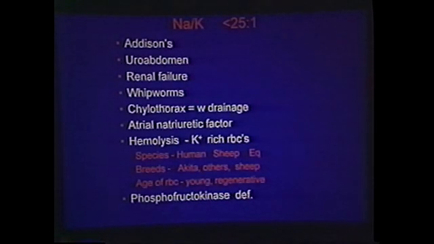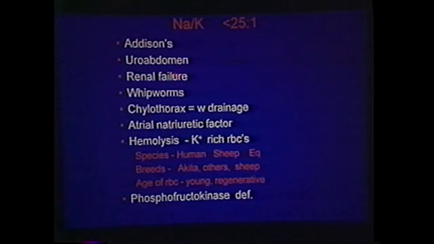So uroabdomen is a differential for a low sodium-potassium ratio. The ratio is less than that, as is just straight renal failure in any species, as is Waterhouse-Friderichsen in foals and calves, an Addisonian situation, and then this really fits for small animals. Chylothorax, pleurothorax in the horse with drainage will produce that same sort of ratio in serum, potassium, and sodium as well.